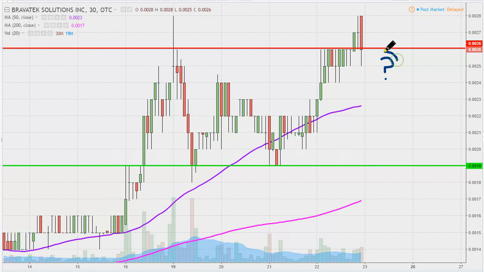A true break having two parts. The first part is always the obvious one. Well, yeah, price has to break above a certain level. So the price has got to break above 0026. But then the next part is, can the price maintain above it?